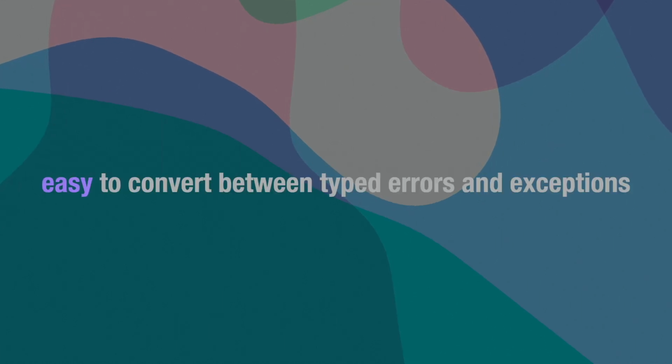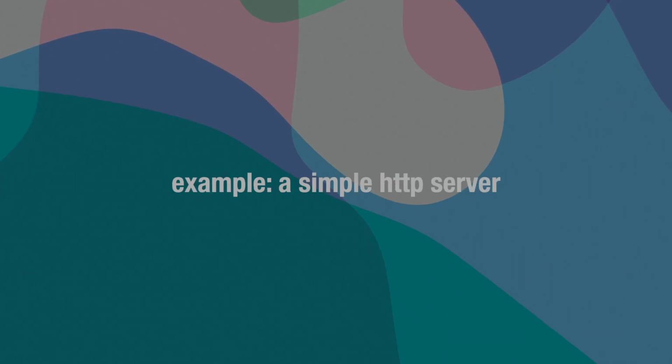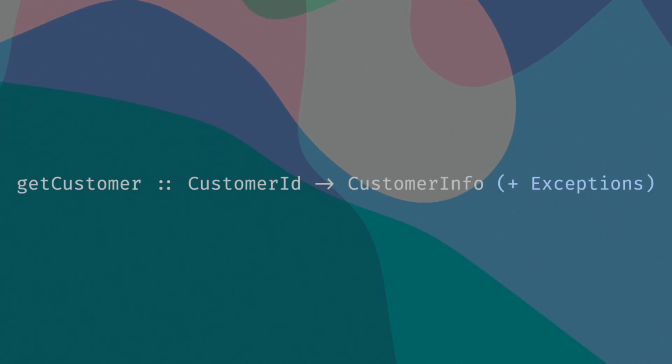So the second approach deals with the typed error composition problem by relying on the fact that it's quite easy to convert between typed errors and exceptions. Imagine we have a simple HTTP server. It gets a request with some input, gets something out of a database, does some data aggregations, and returns a response. On the lowest level, one of the edges of the server is a function that interacts with the database.